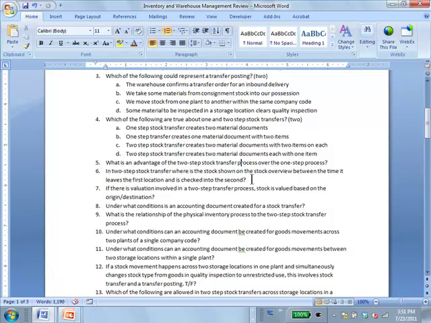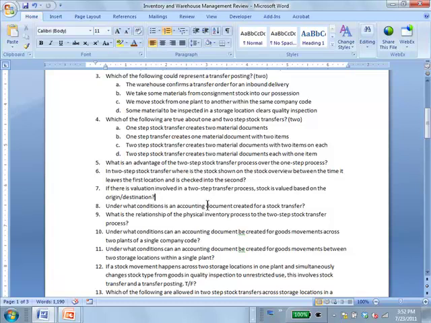In 6. In 2-step, where in transit. Yeah, the stock is shown as being in transit in 6. 5 is the ability to track stock in transit. 6 is it is shown as being in transit. 7, if origin. What is that? Origin. Oh, 7, you're giving the answer to that? Yes. Oh, okay. If valuation involved in 2-step process, stock is valued based on origin. 7, origin. It's based on this value at origin.